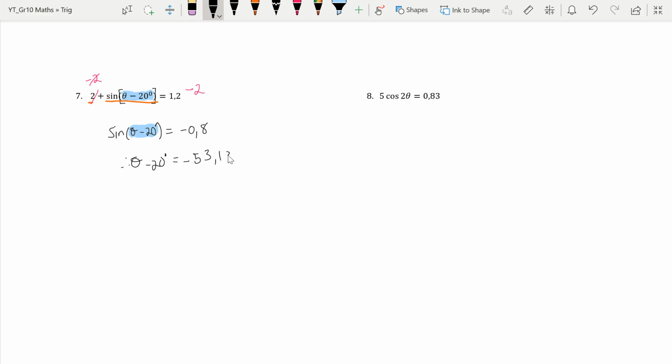Therefore, our angle, sine minus 0.8, is equal to negative 53.13 degrees. And now we can plus 20 this side to get theta by itself, and plus 20 that side. Theta is then equal to that plus 20, which gives us negative 33. Now we're like, okay, but wait a minute. First of all, this is a negative angle. How does that even work? Because we are measuring this, it needs to be positive.